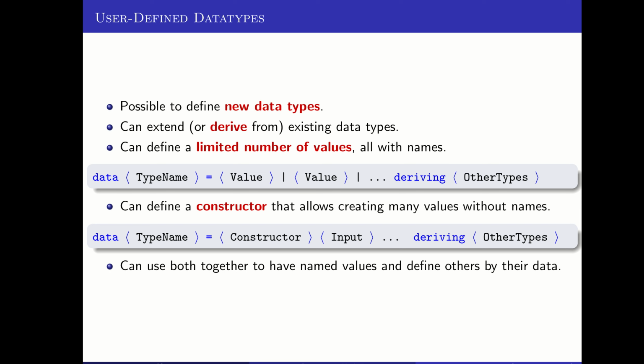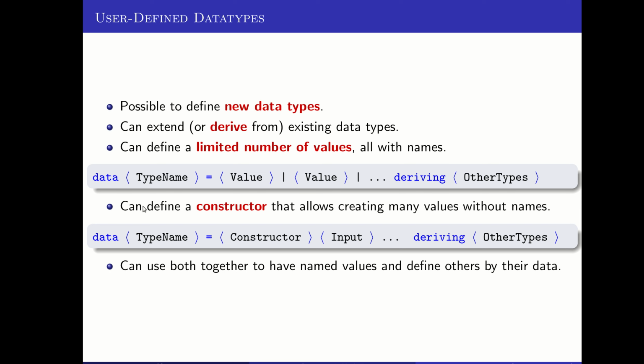There are a few different options for how we define our data types. One way is to give a limited number of named values. For instance, if we were looking for only a certain set of country names, then we could name each of those countries in our type name, and our type name might be Country, for instance. And then we can state what other existing types they are deriving from, and we'll see some examples of that.